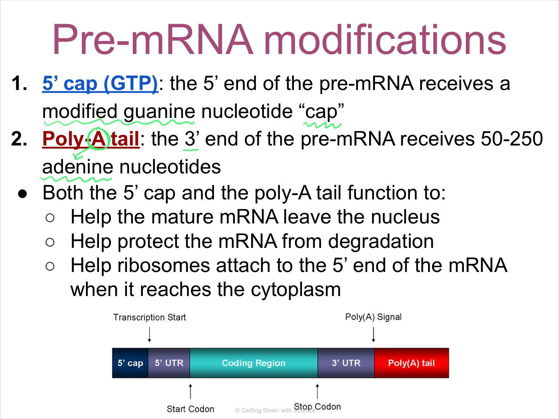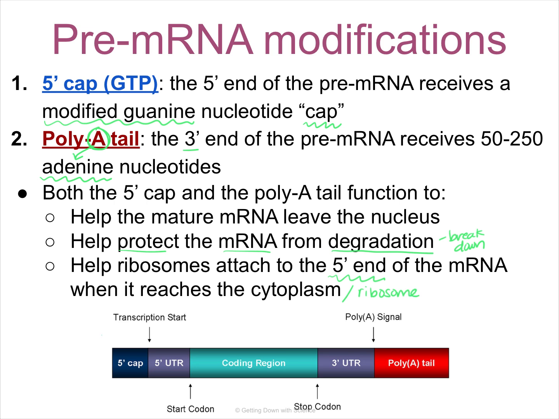So why do we need those though? This is going to help the actual mRNA leave the nucleus. It's going to protect the mRNA from degradation. This means to break down. RNA is somewhat fragile, so to help with the movement and to keep the actual important coding information from getting broken off, they add the cap and the tail to give a little bit of buffer room. The other purpose is to help the ribosomes attach to the 5' end of the mRNA when it gets to the cytoplasm, because that's where the ribosomes are.